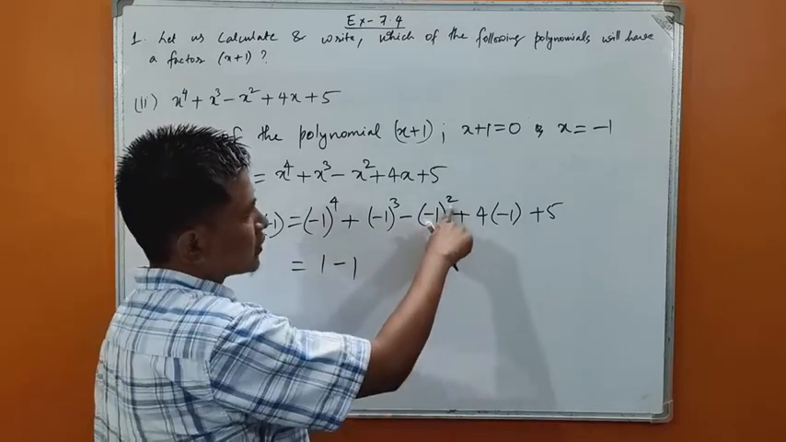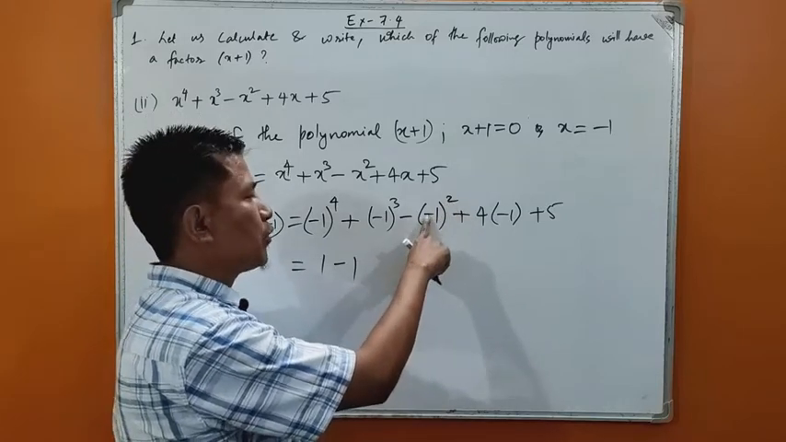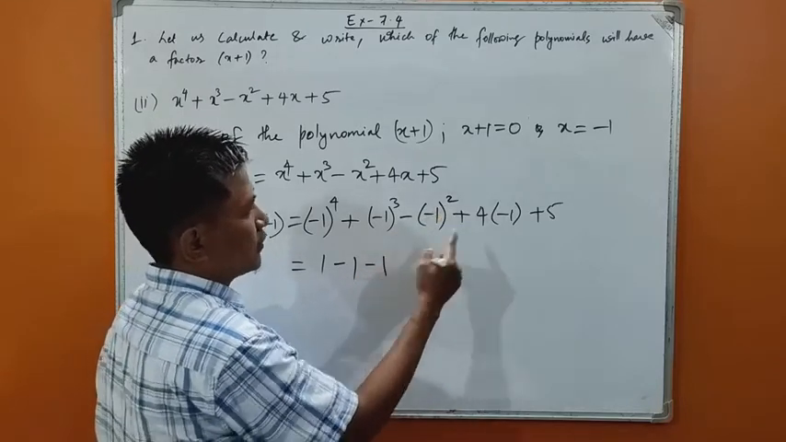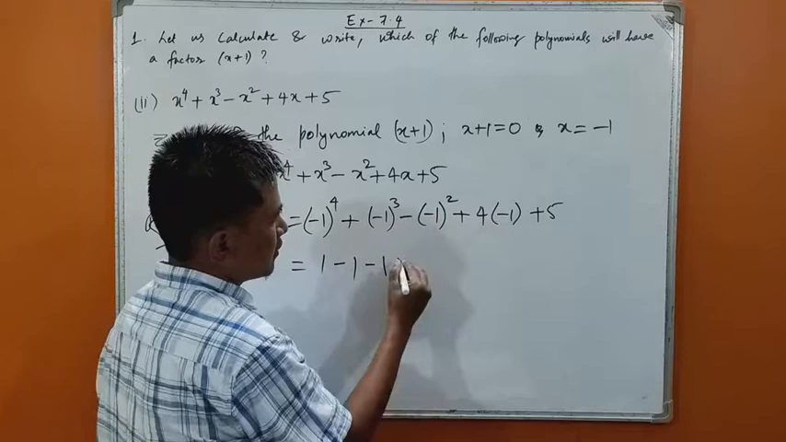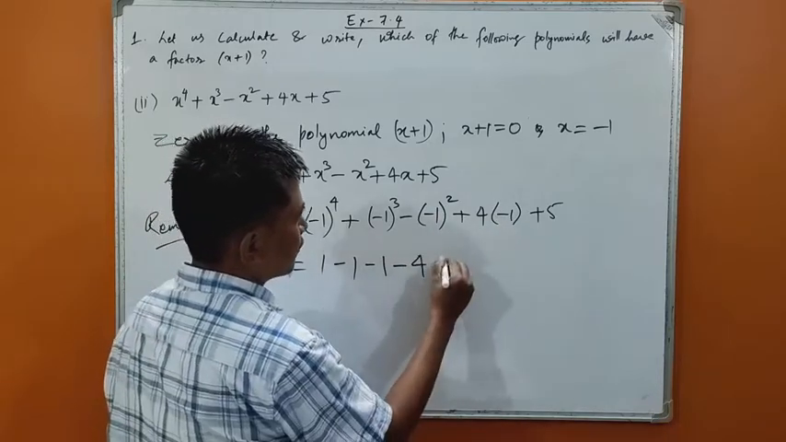Now here the power is an even number, means the sign will change to plus. Plus into this minus becomes minus. 1 squared means 1 ones are 1. Now plus into minus, minus 4 ones are 4. This is plus 5. Okay.